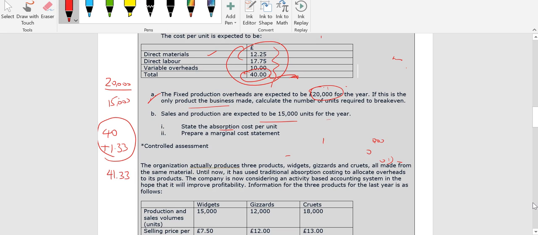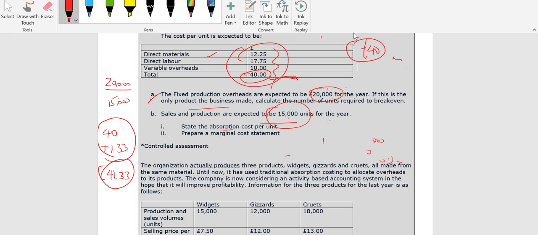So now I know that if I sell it for more than £41.33, and I sell the 15,000 tables, I will make a profit. So that's the absorption cost of making a table. You could have done 40 times 15 and added the 20 and divided by 15, but that is the same thing. You know you have at least a £40 cost of making a table, and then you also have to think about how you are going to deal with this 20,000 as well. So that's what's going on over there.